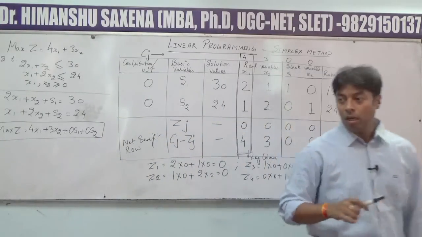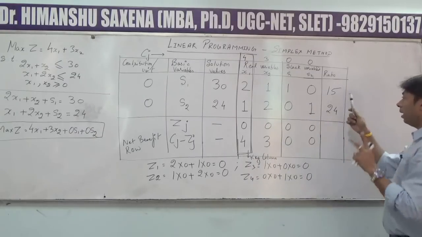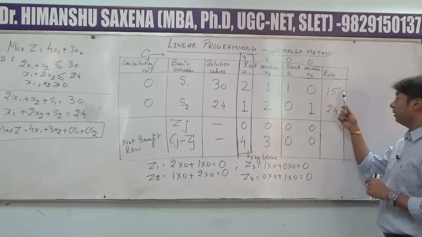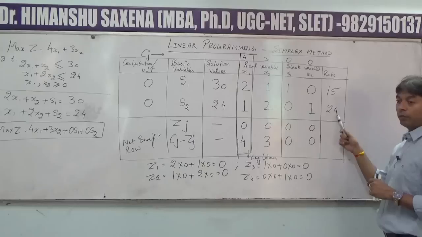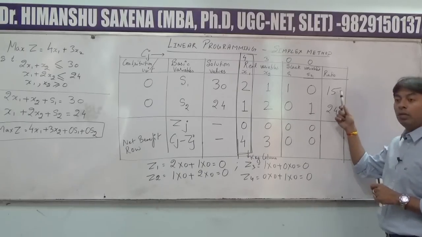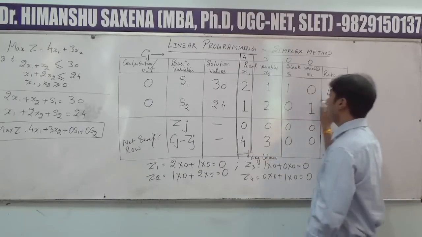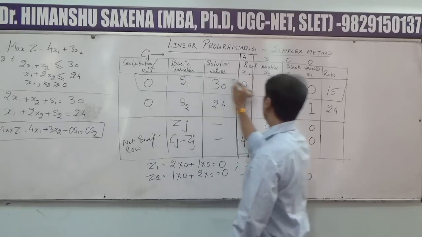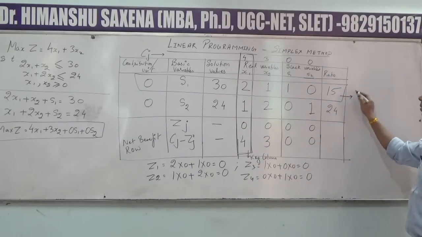Taken it down. Now, lowest value. There are two values existing in this ratio column, 15 and 24. What is the lowest value? 15, right? So this row will be marked as the key row.